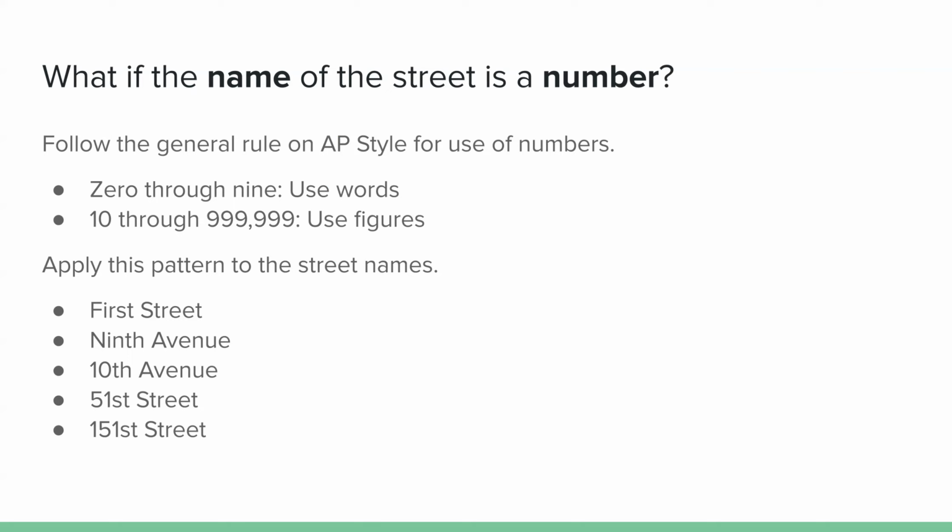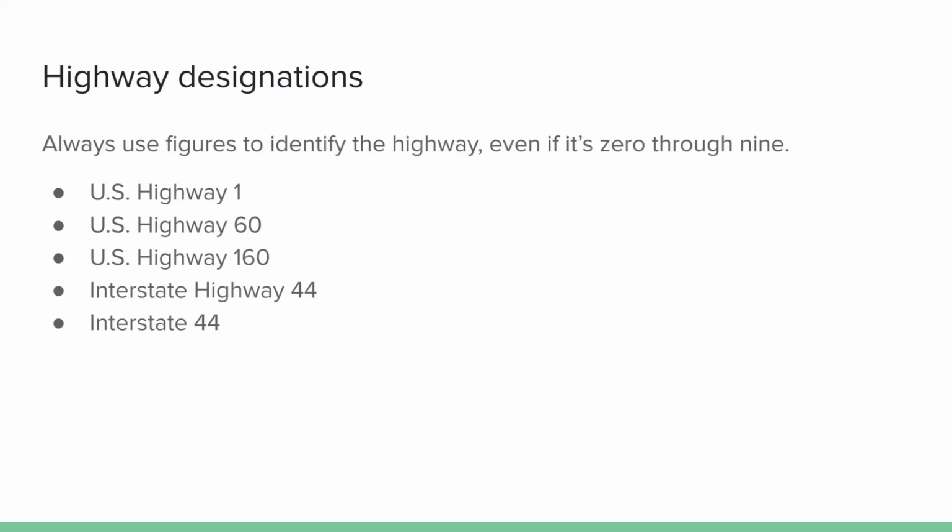But starting with 10th, remember we're into 2 digits now, those get written as figures for the street name, I mean. The only difference is these are ordinal numbers, so we do need to use the little TH or RD or ST on the end of the figure as appropriate. So 10th is 10th, 51st is 51st. Okay, makes sense? 151st. That's how it works with names of streets if they happen to be numbers.